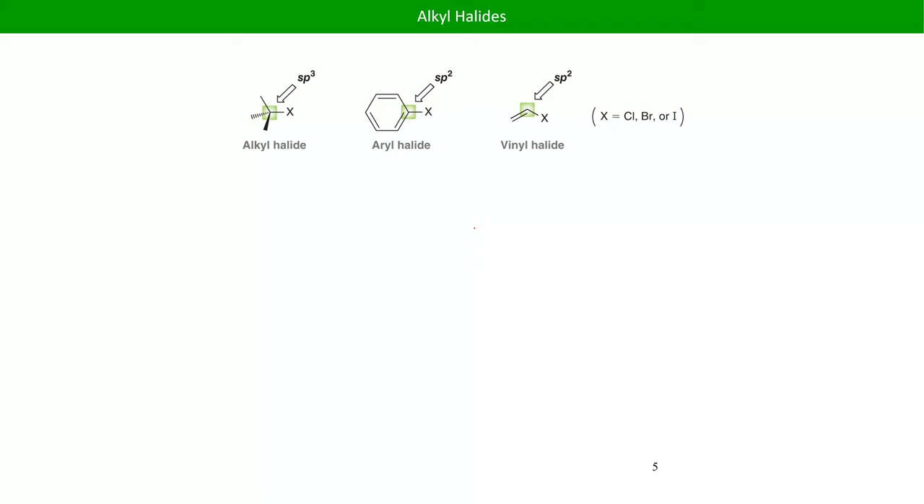The terms alkyl, aryl, and vinyl are similar to that allylic position that we've talked about before. So allylic meant one spot removed from a lone pair, right? Or from a pi bond. So for instance, this would be an allylic chlorine because it's attached to a carbon that is one carbon removed from a pi bond. If you have a chlorine directly attached to a carbon with a pi bond, the adjective to describe that carbon is a vinyl carbon.